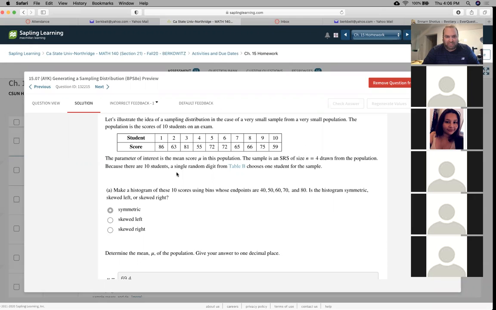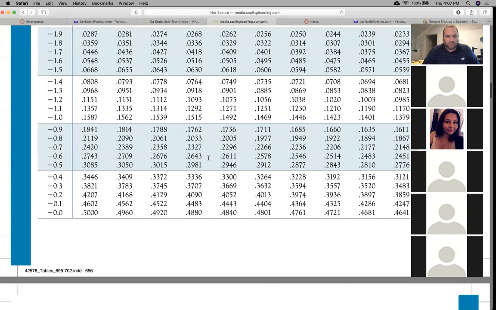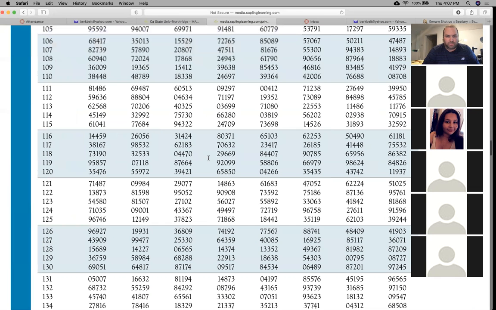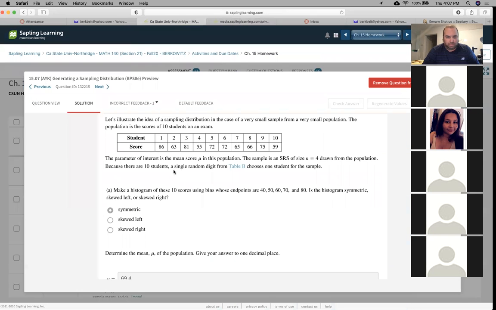Because there are 10 students, a single random digit from table B chooses 1 student for the sample. So if we go to table B, random digits, we see that if we just do the very first line, 1, 9, 2, 2, student 1, student 9, student 2, we'll repeat, skip him, student 3. So if we use this one, we can use students 1, 9, 2, and 3. So let's see what they want.